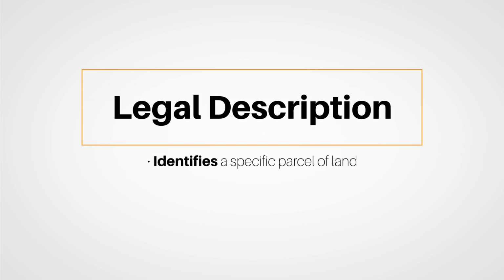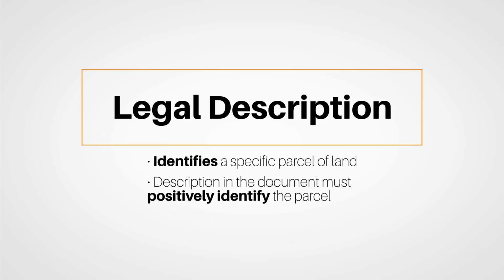Let's take a minute to talk about legal descriptions. The main purpose of a legal description in real estate is to identify a specific parcel of land. For a deed or other conveyance to be enforceable in a court of law, the description in the document must make positive identification of that parcel, and the description boundaries must completely enclose or encircle the parcel in question.